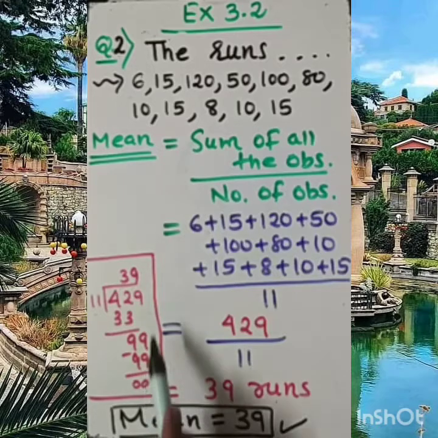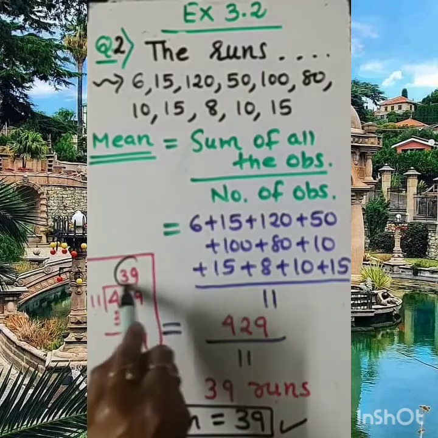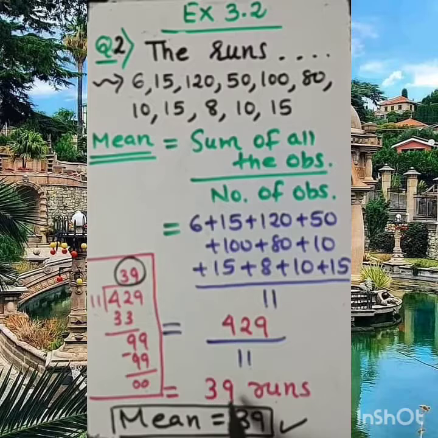So dear student, the quotient part is 39. So I need to write equal to 39. They are the runs. So the mean for the given data is 39. This is the first question's solution. Now we will work out on the median and mode.